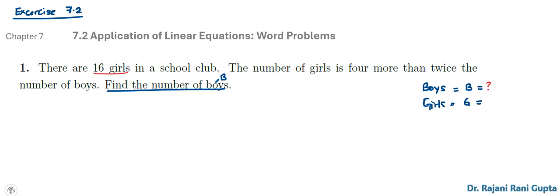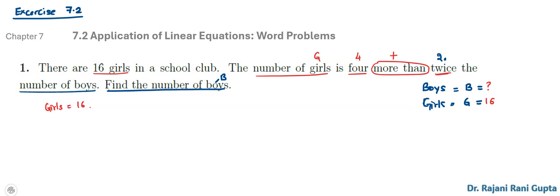There are 16 girls in a school club. So girls are 16. Let's write down this information. Girls are 16. The number of girls, if I say G as girls, is 4 more than. For "more than" what do we use? Plus. Twice. What is the notation for twice? We multiply it by 2. Twice the number of boys. For boys, let's say we have used B.